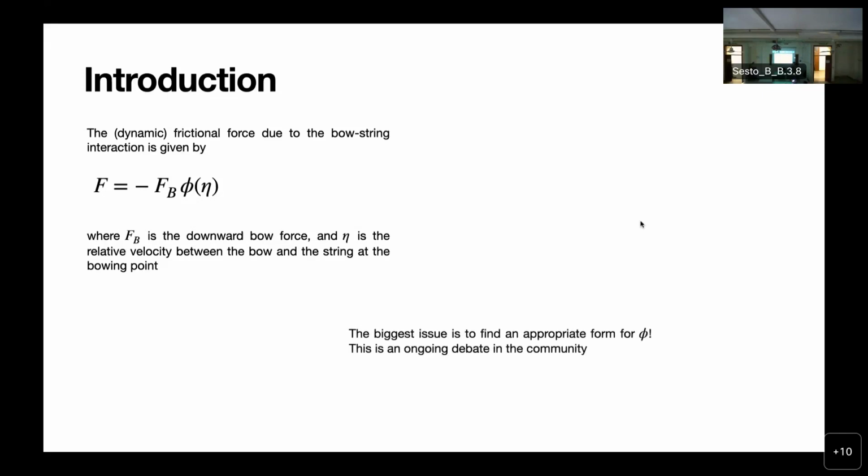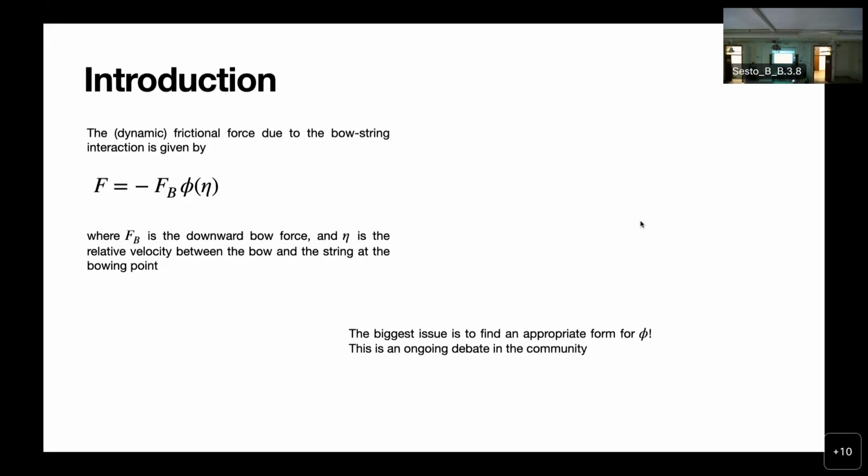But for the string, finding a form for phi is pretty complicated because nobody really knows what the form of this friction coefficient should be. This is an ongoing problem, and people are still studying that, and they're trying to come up with equations. Yes, the force, it's not the same along the bow length, when you're closer to the frog or the tip.